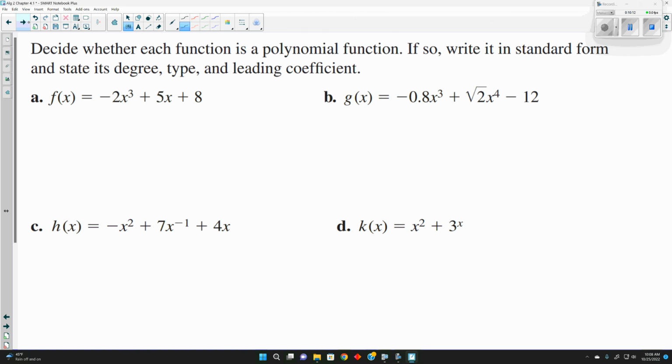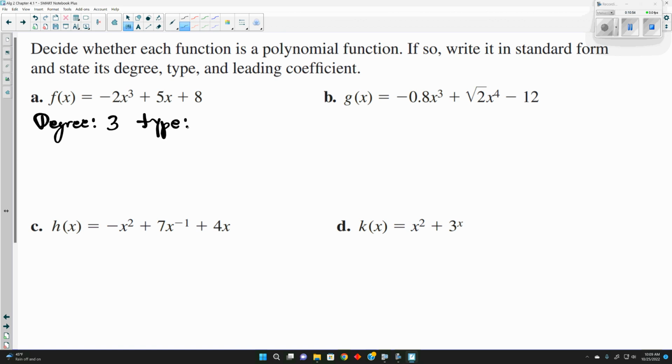Now, we want to write it in standard form. So we want the biggest exponent first. Which x to what power is the biggest? X to the third is the one that goes first. So the next biggest power is 5x, because to the first, so it would go second, and 8 is third. So is this in standard form? Yeah, so it's already in standard form. Now, the next thing it asked for was degree. The degree of these polynomial functions is the biggest exponent. So what is the degree? 3.